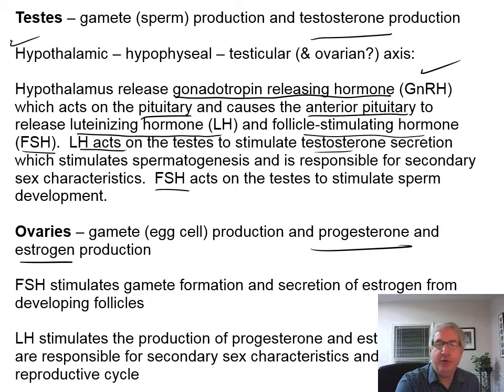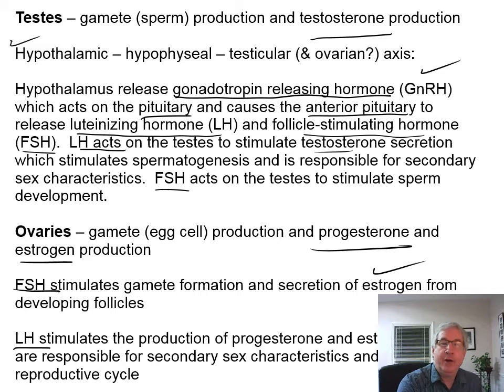So we got that. Now ovaries: follicle stimulating hormone stimulates the gamete formation, just like it does in the testes, and it stimulates secretion of estrogen from developing follicles. So you have a follicle and it releases an egg, and you have secretion of estrogen from that. Luteinizing hormone stimulates the production of progesterone and estrogen, which are responsible for secondary sex characteristics in women, and also for the female reproductive cycle.